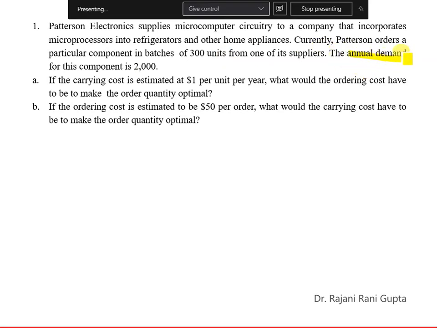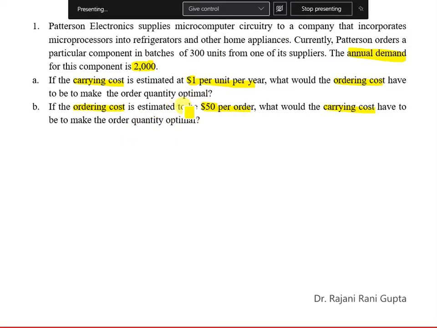So what do we have given? The annual demand is 2000. If the carrying cost is estimated at $1 per unit per year, what would be the ordering cost to make the order quantity optimal? Okay, this is the first question in part A. The second one is, if the ordering cost is estimated to be $50 per order, what would be the carrying cost to make the order quantity optimal?